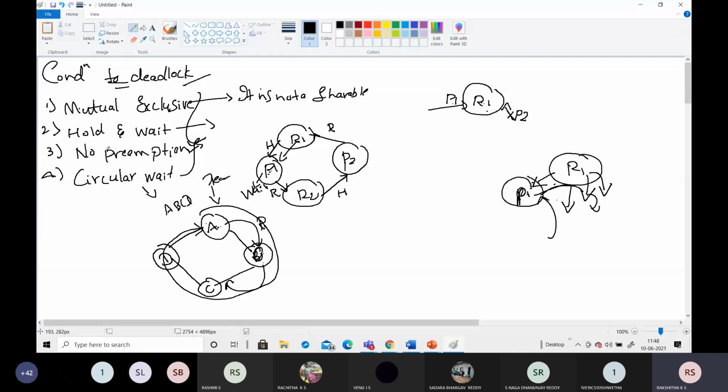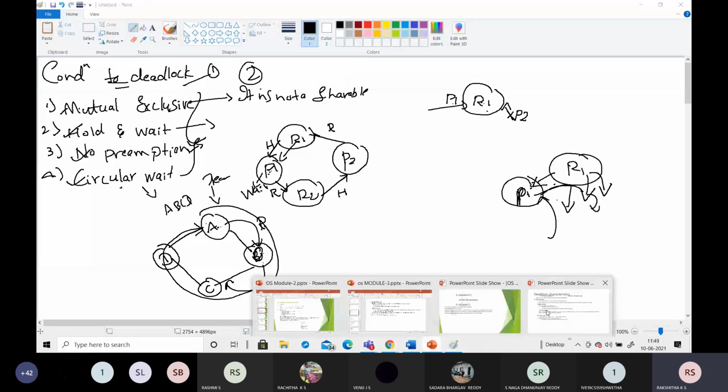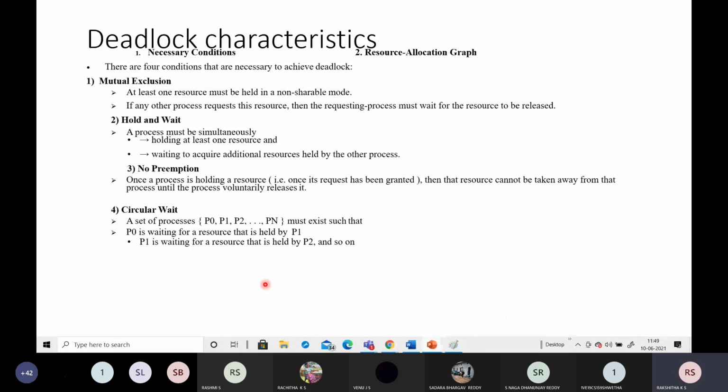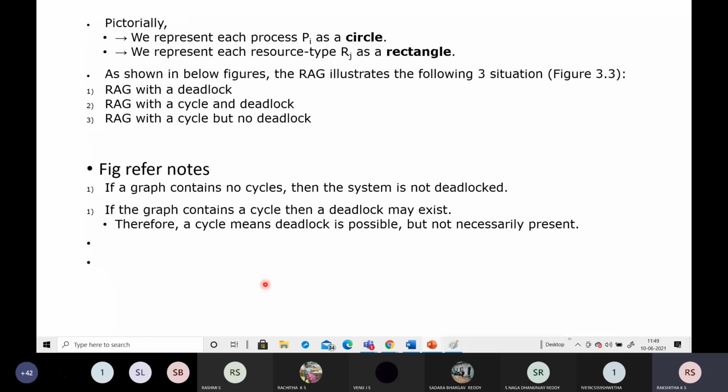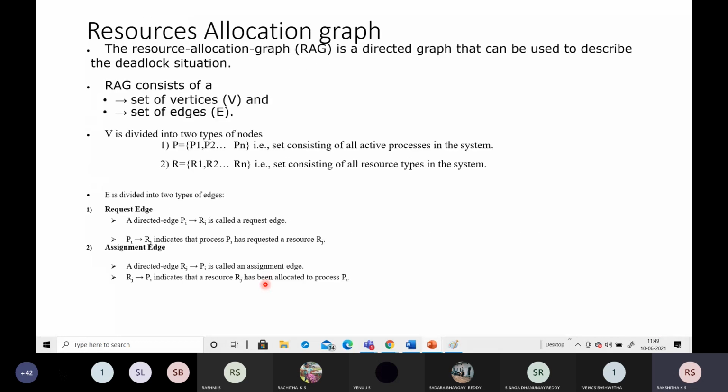So these are the four different conditions which cause the deadlock: not shareable, hold and wait, no preemption, and circular wait. Okay, so this is the first, and the second is the resource allocation graph. I will start that in the next session.